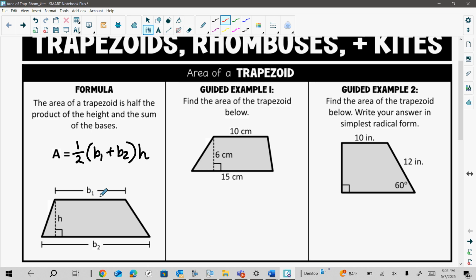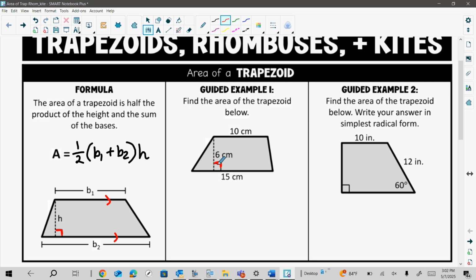In a trapezoid, your bases are always the parallel sides. You have a top and a bottom here. And your height is always perpendicular. So your height is the segment that makes the right angle with the bases. And so when we're looking for the height, we're always looking for that box. So I'm just going to go through some guided examples and a couple independent ones below here.